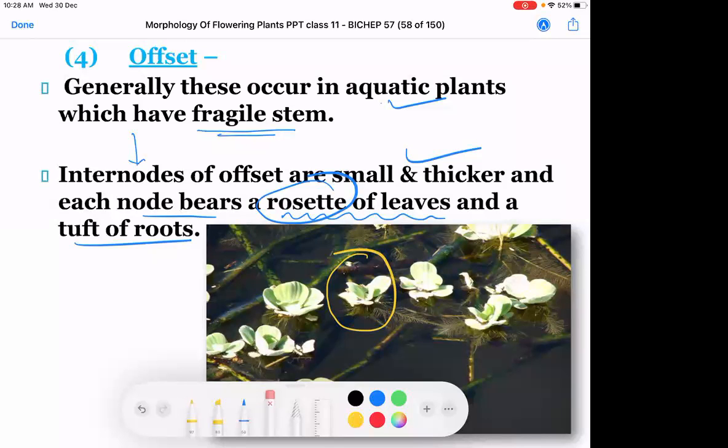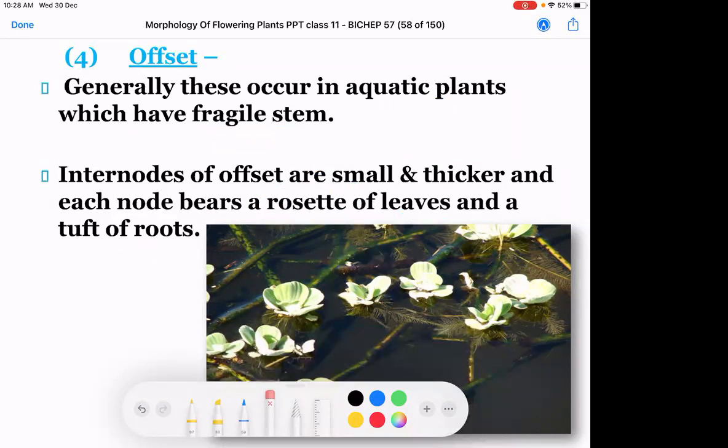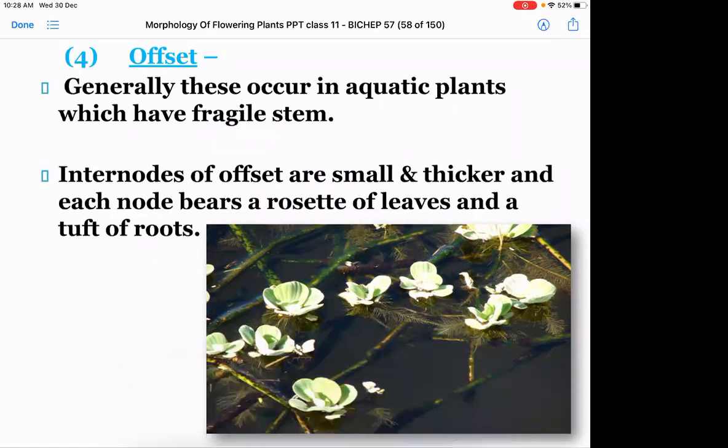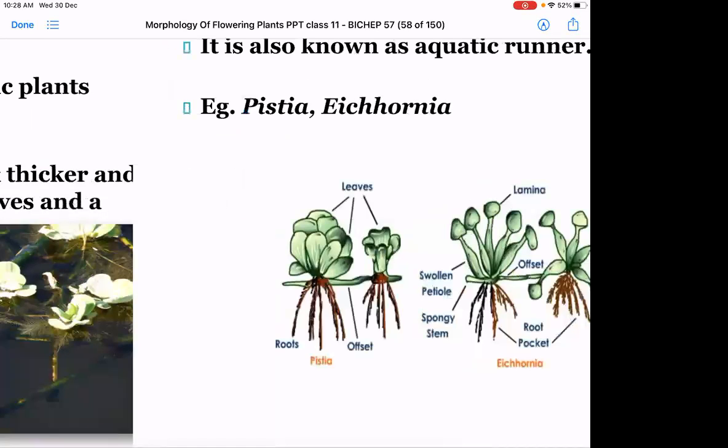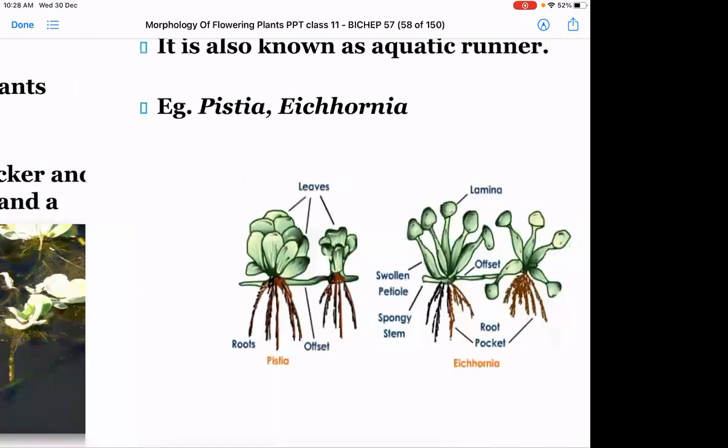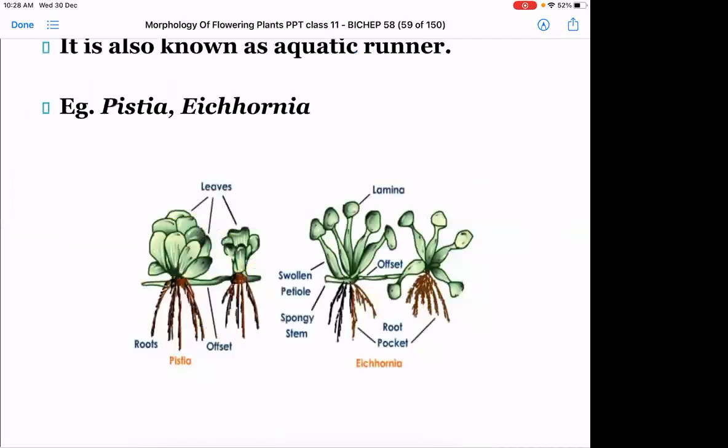So this is a specialized modification. It is known as an aquatic runner because it is a similar structure to the runner. Ready? So it is known as aquatic runner. Pistia and Eichhornia are examples of it. Please take a screenshot of these two slides.